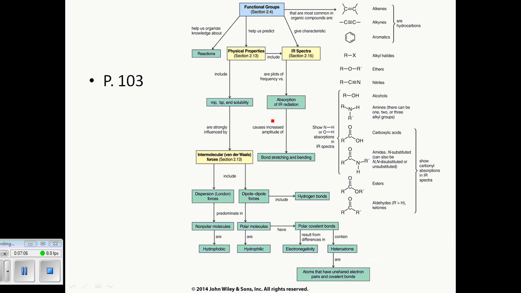So finally, I want to point to the end of the chapter, page 103 again, where it has a good summary, and it kind of gives you a good flow chart to show you the functional groups, give us information about reactions, help us predict physical properties, and give us characteristics. And then those, as you go down, deal with the different characteristics of the molecule. And again, if you have any of these portions that you're not clear on, it's a good time to go back to those sections and review them before class.